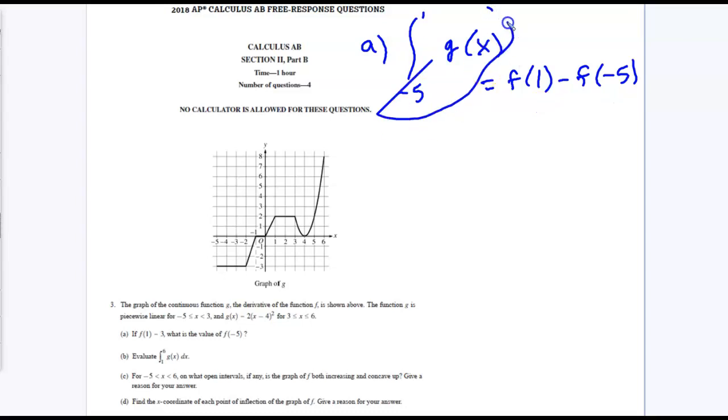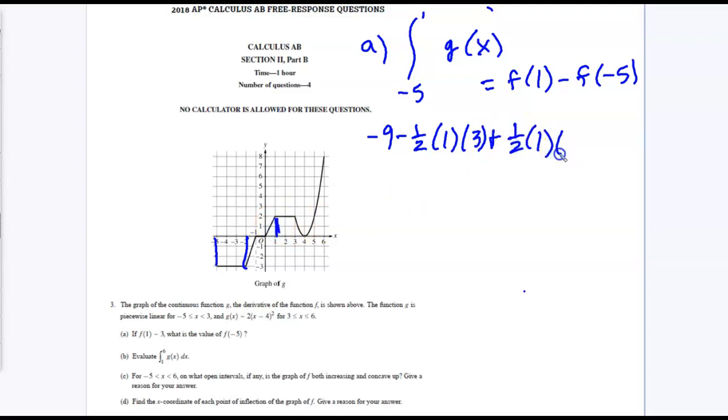So I can calculate this as the area under the curve. I'm going to calculate the area under the curve from negative 5 to 1. So I am going to get a rectangle, a triangle, and a triangle up here. So the area under the graph is going to be, well, this is a 3 by 3 rectangle, so it's going to be negative 9. My triangle is going to be negative 1/2, the width is 1, and the base is 3. Plus the triangle above here is going to be 1/2 times 1 times 2.